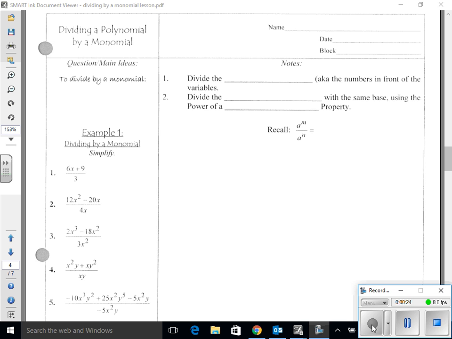So we're going to divide the coefficients, which are those numbers in front of your variables. So you're going to divide those big numbers, or reduce them if they're a fraction, and then you're going to divide the variables that have the same base by using the power of a quotient property. This is that property that we explored in the last unit.